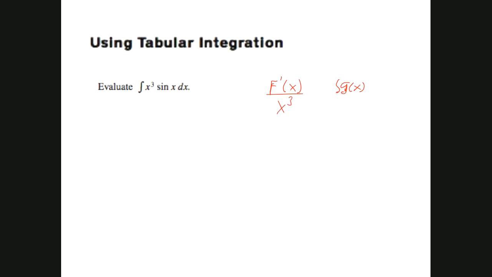Then I take the derivative, I get 3x squared. Take the derivative, I get 6x. Take the derivative, I get 6. Take the derivative, I get 0. Stop. I'm down to 0. Now, this one, I have to do the integral.